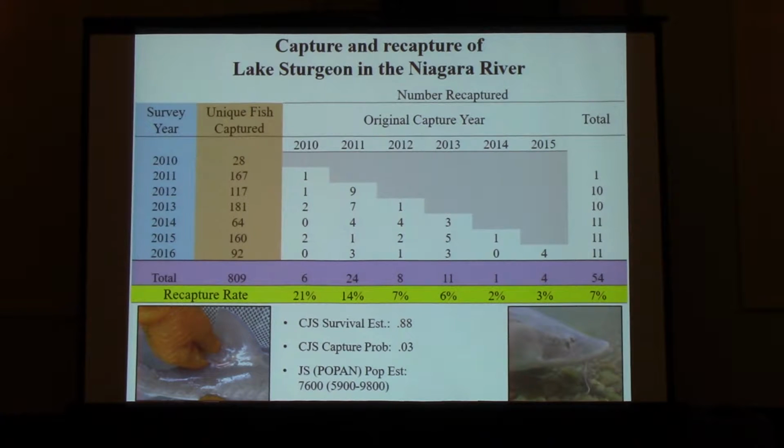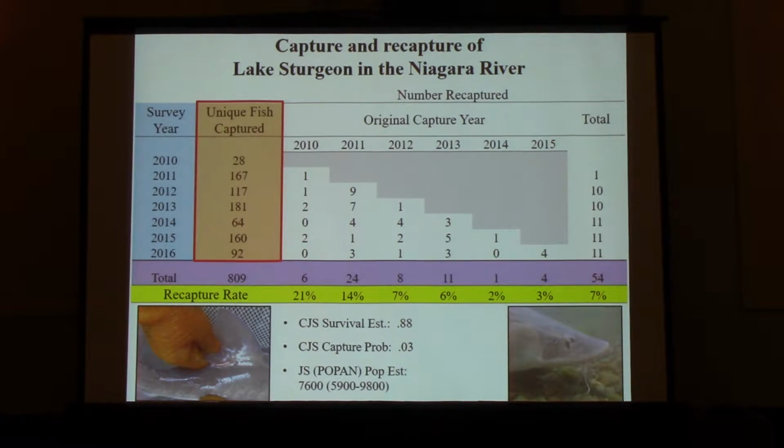And so jumping right into data, we have here our capture and recapture data. In this first column, each line represents one of our sampling years from 2010 to 2016. Next to it, you can see our unique captures. It's pretty variable. We've had good years and bad years. A lot of it, we don't really understand why we're catching more sometimes and not other times.